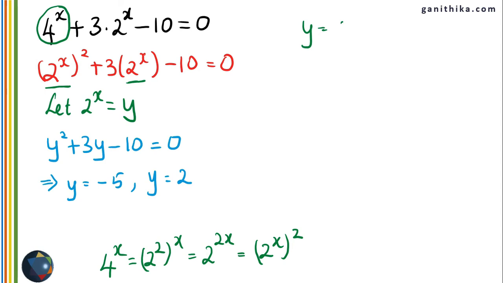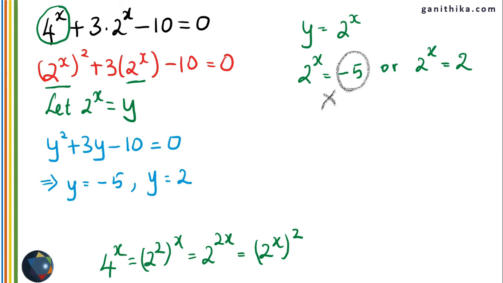Bringing back y as 2^x, we get 2^x = -5, or 2^x = 2. Since 2 is a positive number, raising a positive number to a power can never give you a negative answer. Therefore, this solution is not possible. We will consider the next solution, which is 2^x = 2^1, making x = 1. So x = 1 is the solution for the equation 4^x + 3 times 2^x - 10 = 0.